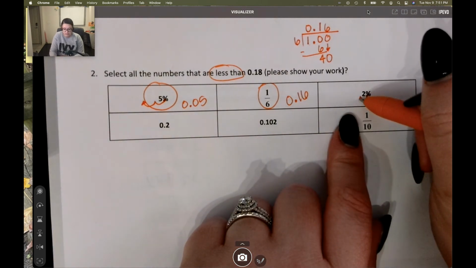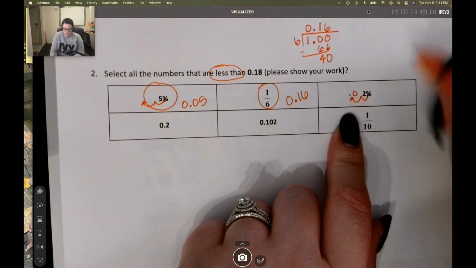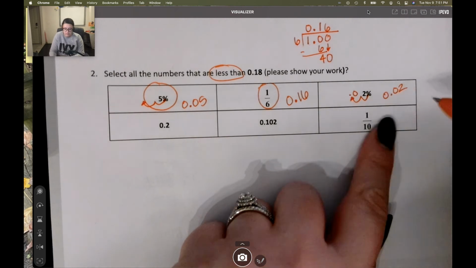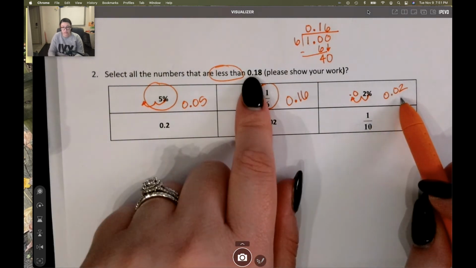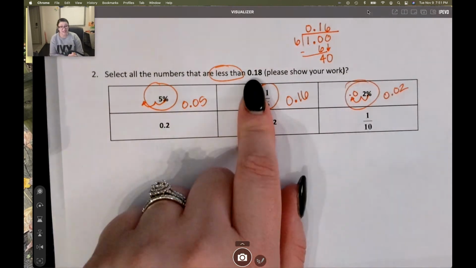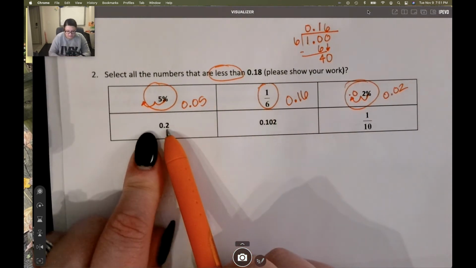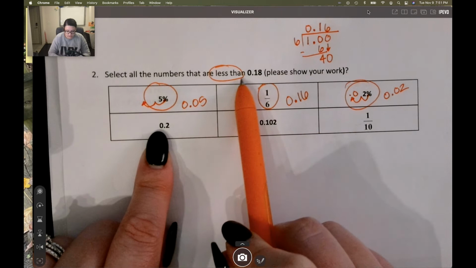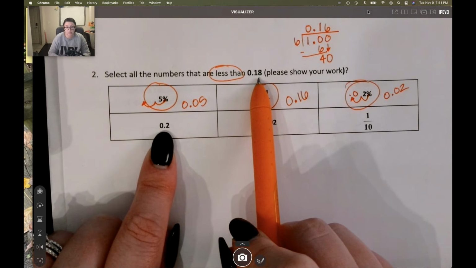2%, move that decimal to the left, so we get 0.02. Is that less than 0.18? Yeah, got a lot here. 0.2. Is 0.2 less than 0.18?